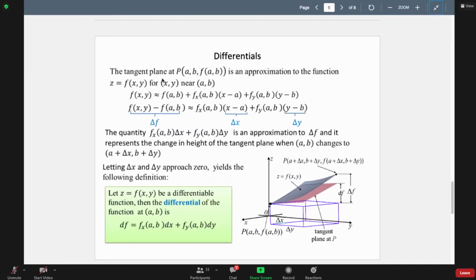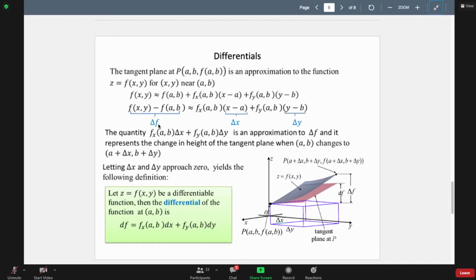In other words, if you take this to the other side, you can see that f(x, y) minus f(a, b) is approximated by fx times this plus fy times this. Now we call this difference of f values delta f. So f at the point minus f at the different point, that's a difference of f values. We call this delta f. Here is x and here is x0. We call this difference delta x. Here is y, here is y0. We call this difference delta y.